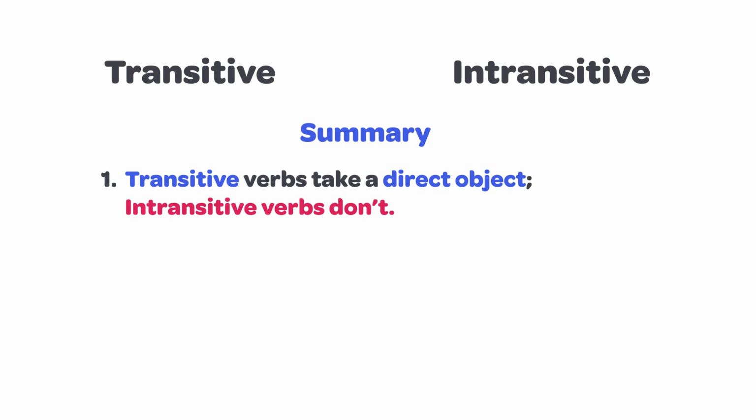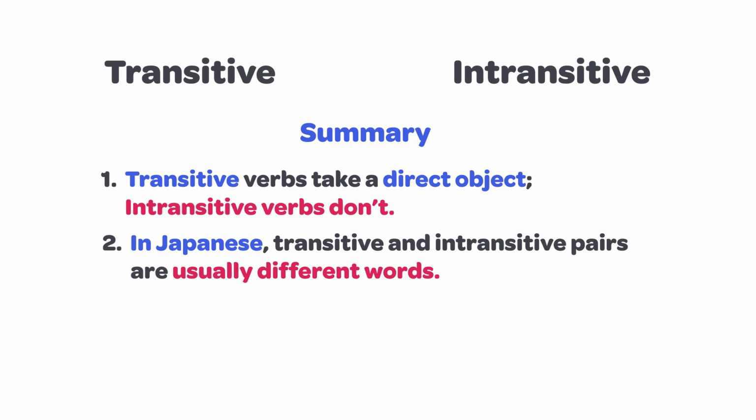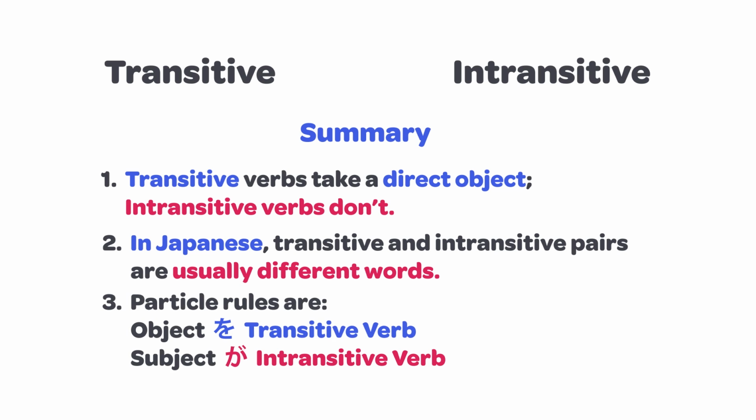1. Transitive verbs take a direct object. Intransitive verbs don't. 2. In Japanese, transitive and intransitive verbs are almost never the same. 3. Particle rules are object o transitive verb, subject ga intransitive verb.